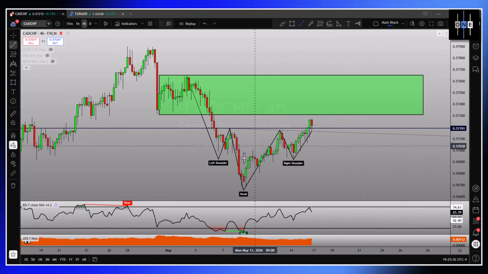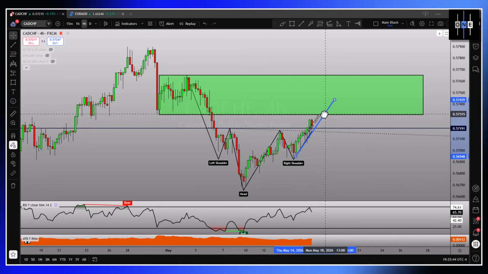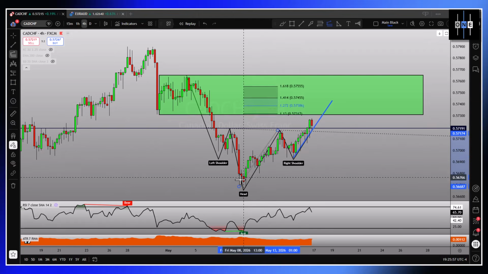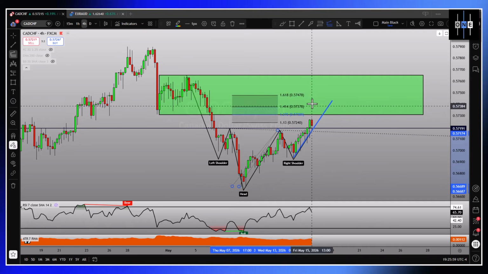A few tactics. One, we can take an AB equals CD pattern. So a move from the low to the high right there, copy and paste it, drag it on. An equal measured move would put us right here at about 57.43. We can complement that with a Fibonacci extension from that same swing low to swing high, the head to the right neck and back down. See if we get any confluence.